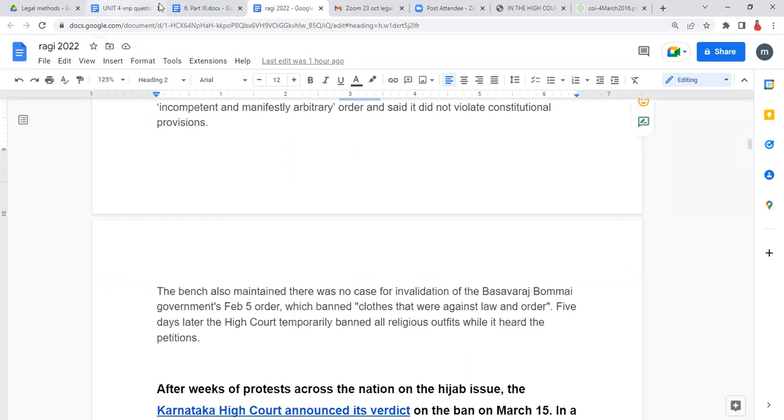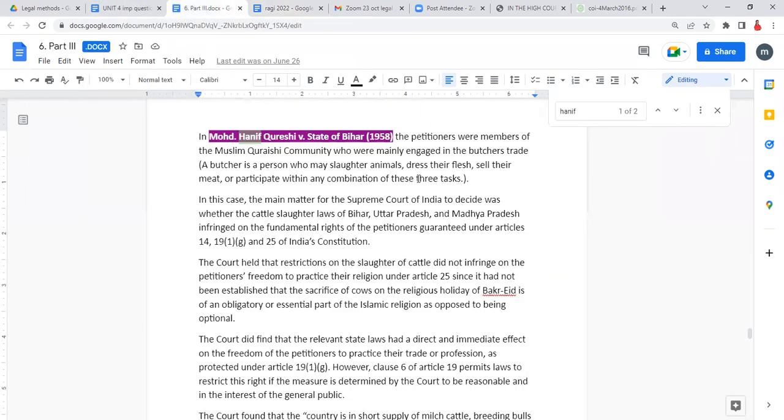A similar kind of case had also been seen before the Supreme Court of India. It was Mohd. Hanif Qureshi versus State of Bihar, wherein the question related to the slaughtering of cows. There were certain states which passed laws that banned cow slaughtering, and then this case was filed in court, saying that it is affecting our right to practice, profess, propagate religion.